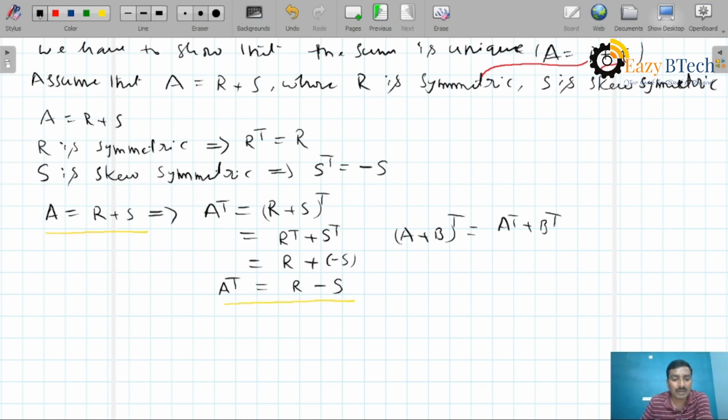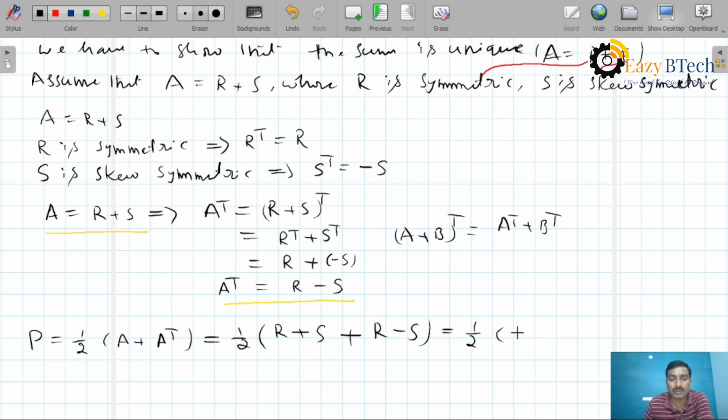Now P. What is P? Already you know P equals 1 by 2 into A plus A transpose. This is P, already we proved. Therefore, this can be written as 1 by 2 into A, which is R plus S, plus A transpose, which we proved is R minus S. Here S and minus S are cancelled, then finally you get 1 by 2 into 2R. The 2 cancels, and you get R. Therefore, P equals R.